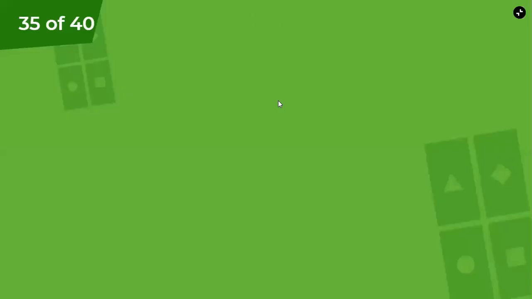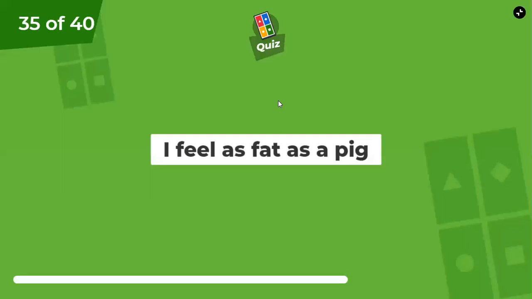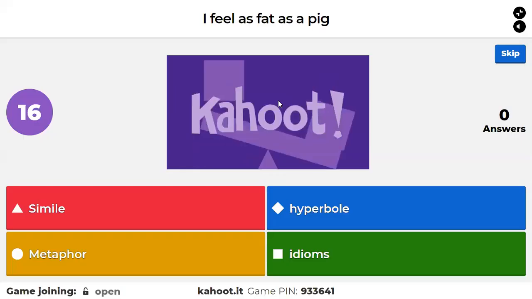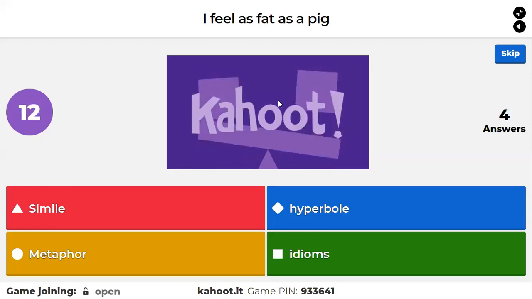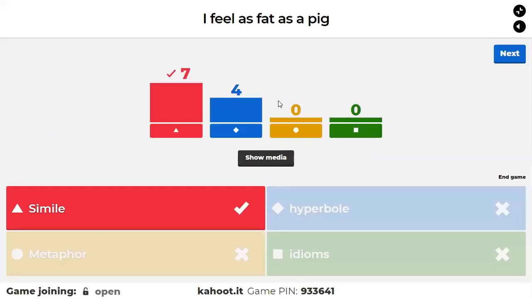Okay, I feel as fat as a pig. Is that red, a simile, blue, a hyperbole, yellow, a metaphor, or green, an idiom? That is a simile because it's a comparison between two things using the word as or like. As fat as a pig, as hungry as a lion. Okay, that's why it's a simile.